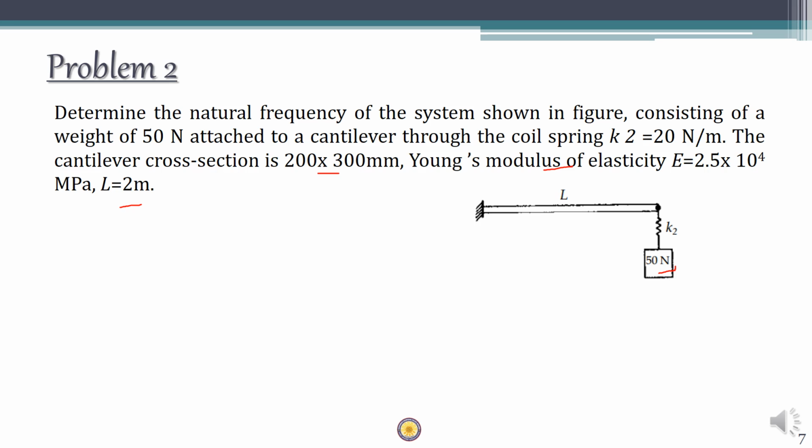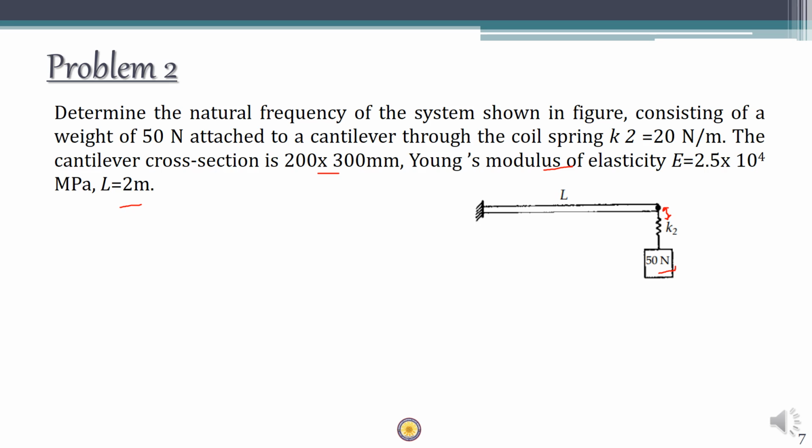So stiffness is nothing but force per unit displacement. If you know the displacement at the end of the cantilever, the force causing it divided by the displacement will give the stiffness K1. So K1 is equal to force per unit displacement, so P by delta.